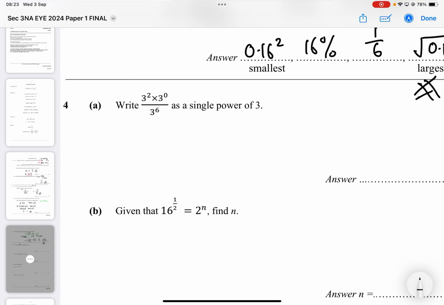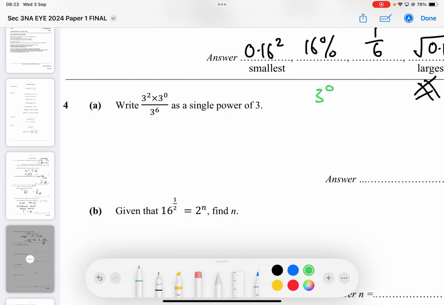Write this as a single power of 3. So they want you to combine all these together. So how do we combine? When we are multiplying, the top times 3 to the power of 0 is 3. Anything to the power of 0 is just 1. So anything times 1 is just itself, so we can ignore it. So it actually simplifies to 3 to the power of 2 over 3 to the power of 6. And remember, this is a divide. So if it's a divide, it is also the same as 3 to the 2 divided by 3 to the 6.